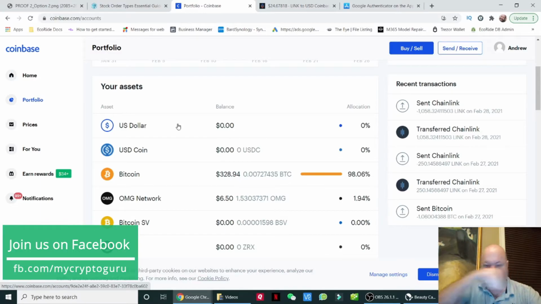Stable coins move between exchanges much more quickly than the US dollar is going to. So that's why people use stable coins.